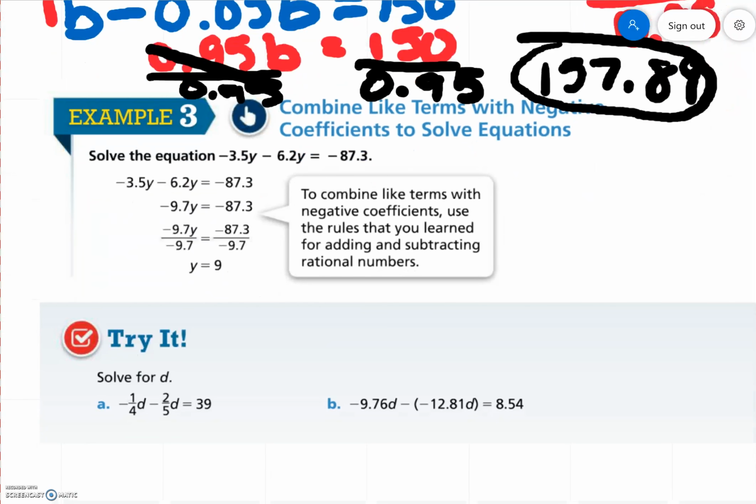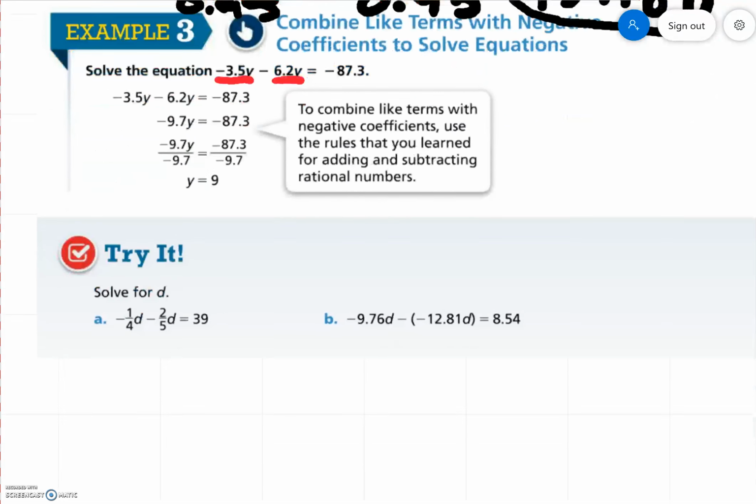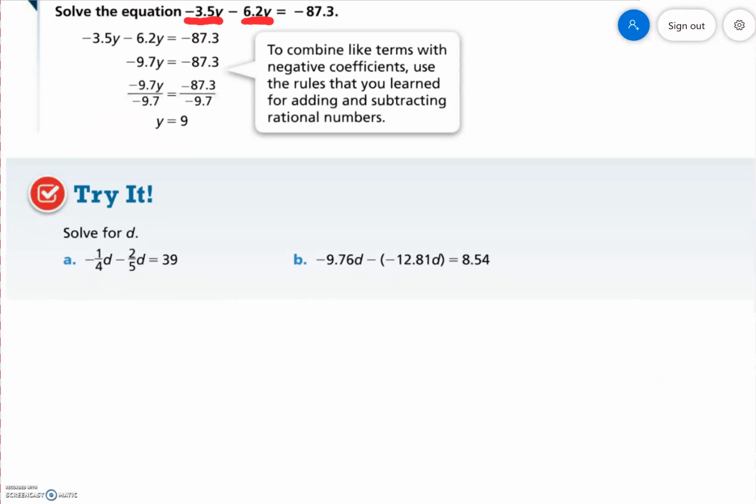Okay, last example. Combine like terms with negative coefficients to solve equations. So we've got like terms here, y and y. Negative 3.5y minus 6.2y. Remember, we're going back 3.5 and back 6.2, so that's back a total of negative 9.7. Opposite of multiplication is dividing. So we're going to divide by negative 9.7 and y equals 9. All right, I want you to try A and B on your own. Press pause. Press play when you're ready to go over it.